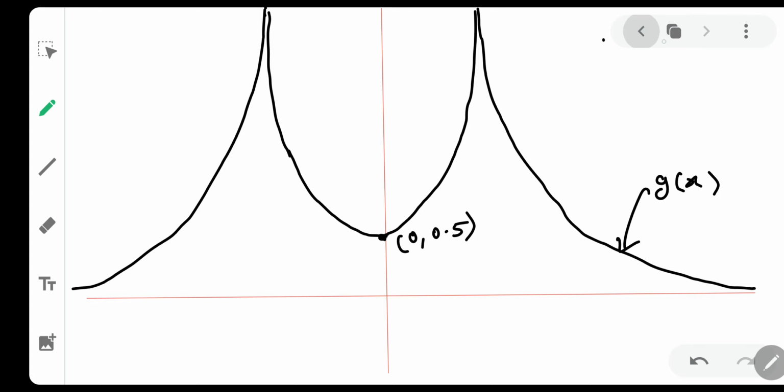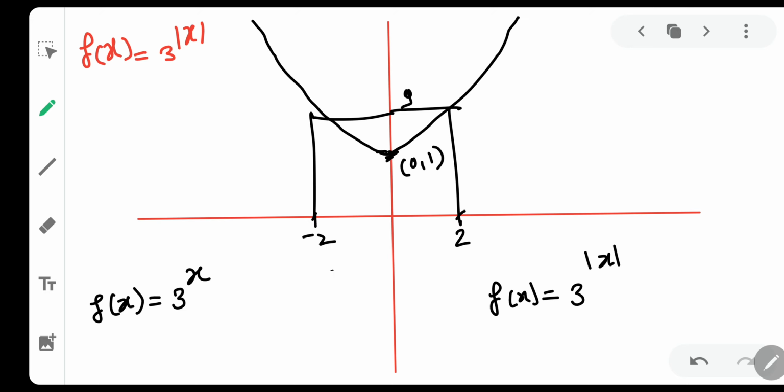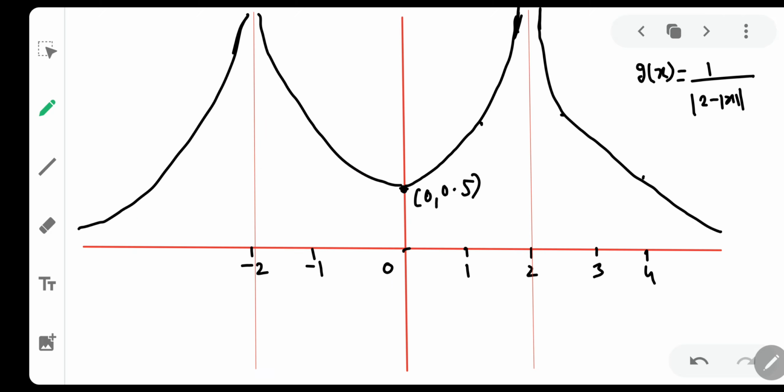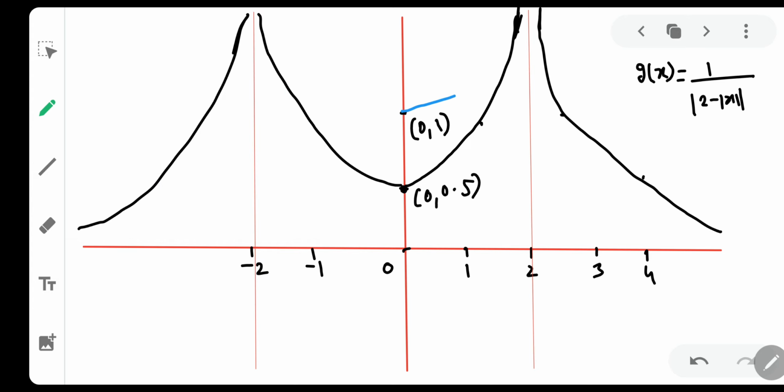Now I need to plot f(x) on the same graph. So what is my f(x)? My f(x) was very simple, 3 raised to mod x. It will start from (0, 1), and I will use a different color for it, let me say blue. It is going to go up to infinity. So this particular part which you can see over here in blue is f(x).